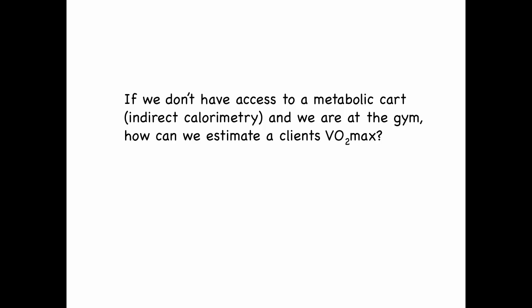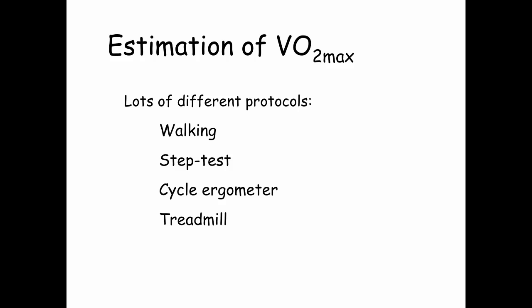We can also measure things like ventilation, tidal volume, breathing frequency, etc., and volume of carbon dioxide produced. However, most people do not have access to these metabolic carts, so we need some sort of submaximal predictive test. There's a lot of different ones, based on all sorts of different types of exercise. For example, there's ones for walking, step tests, cycloergometer tests, or running on a treadmill. The basic principle is the same.